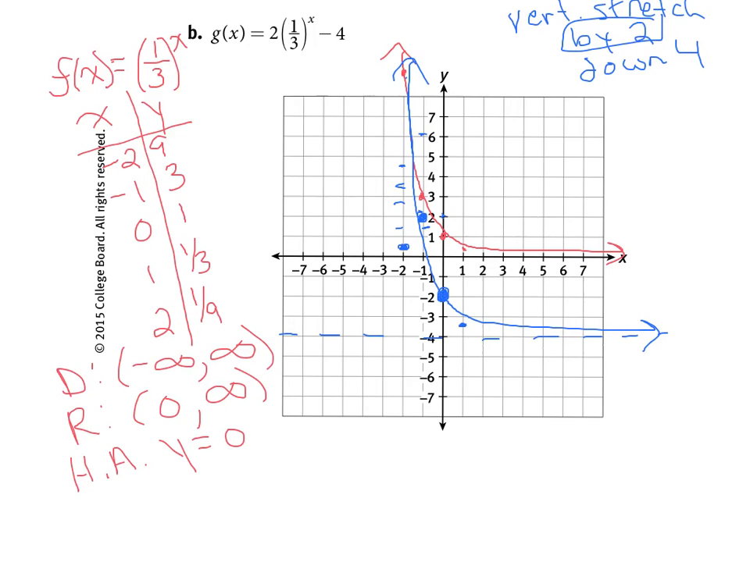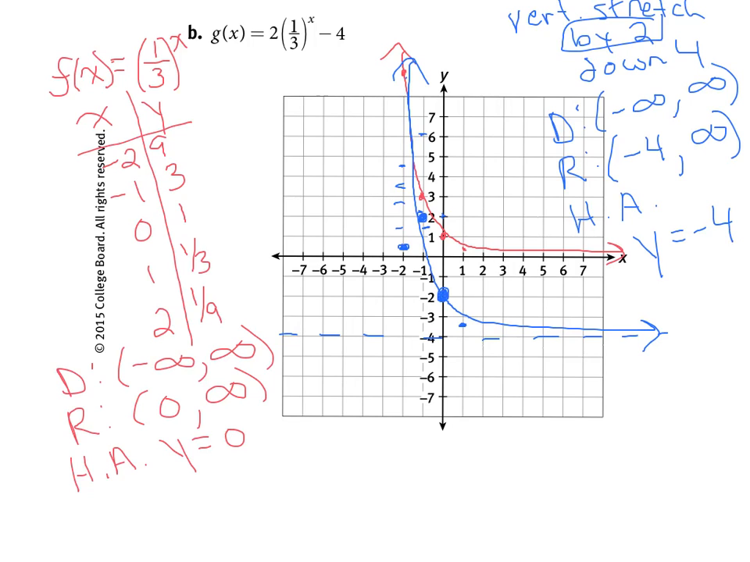Hopefully you caught it. My domain is still negative infinity to infinity. My range has shifted because my graph shifted down. That boundary line is now at negative 4, and the graph keeps going up to infinity. My horizontal asymptote is y equals negative 4.